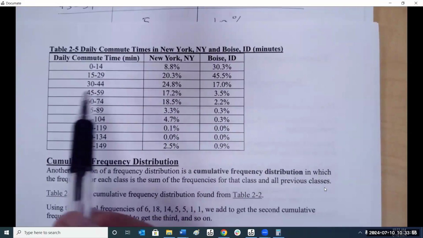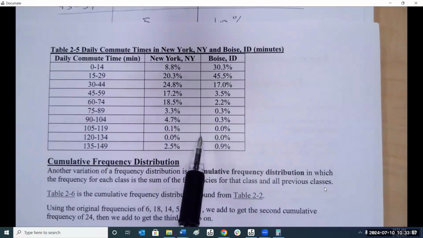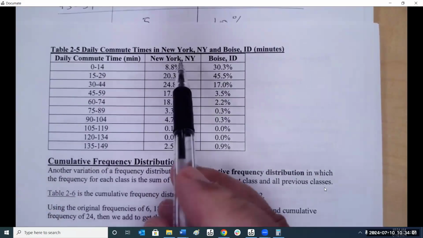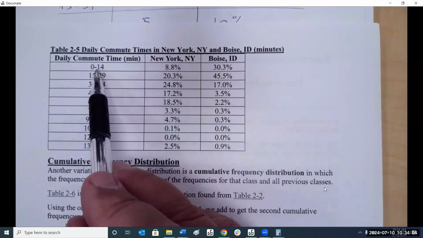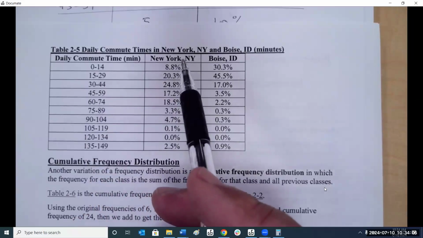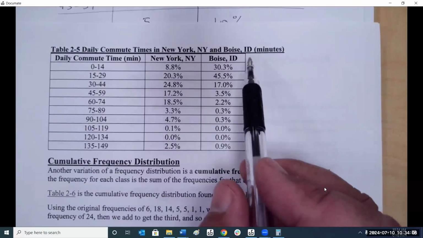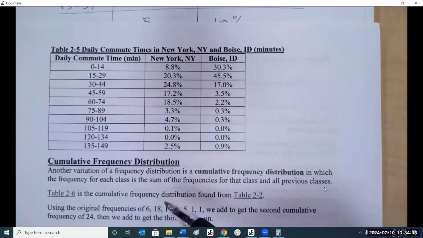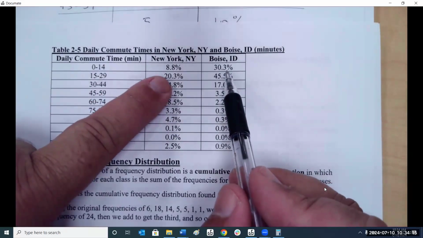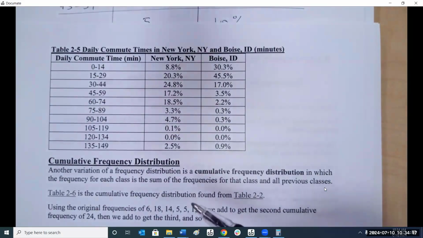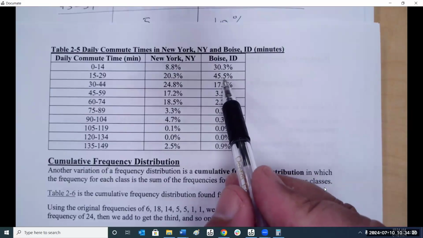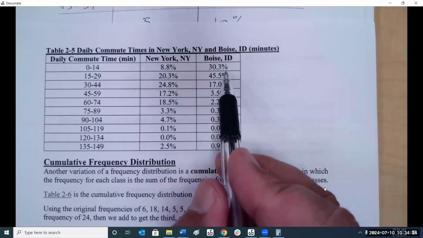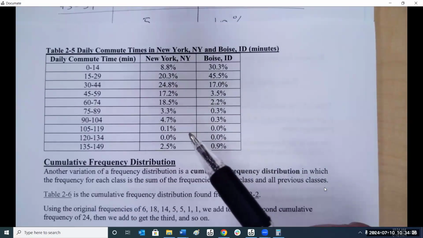Right now, again, when you just look at numbers like this, it means nothing to us. So when we look at this as 8.8% of the people commute between 0 and 14 minutes to go to work in New York, as opposed to 30% in Boise, what does that tell you? Or 45% between 15 and 29 minutes in Boise, 20% in New York.